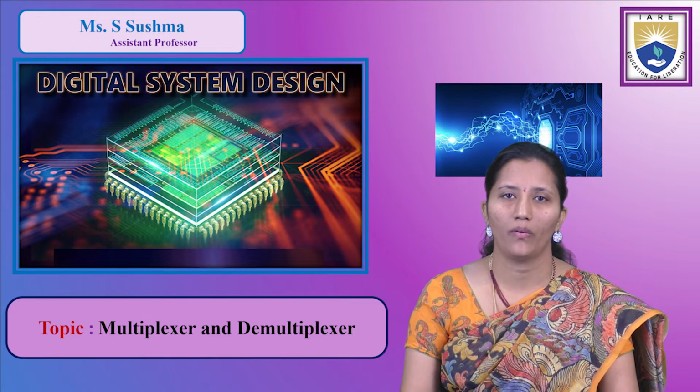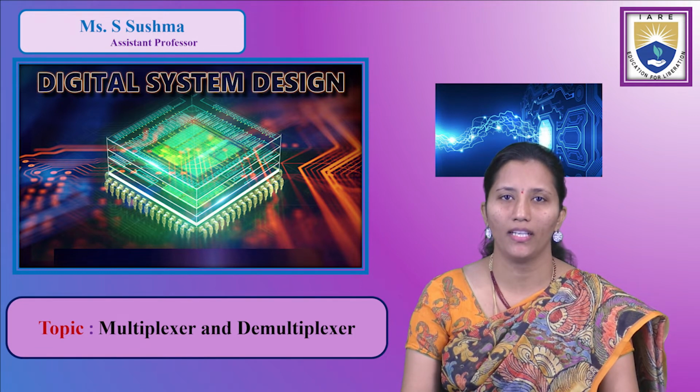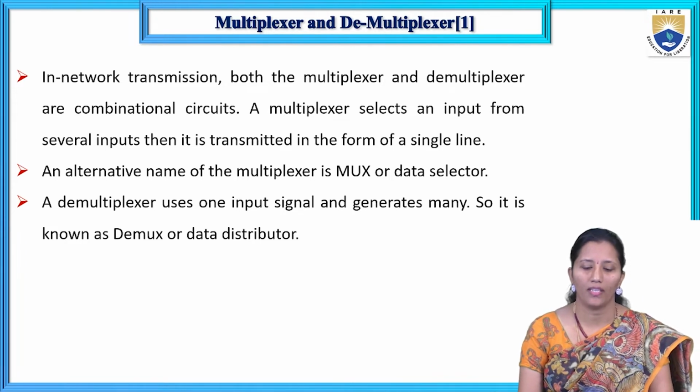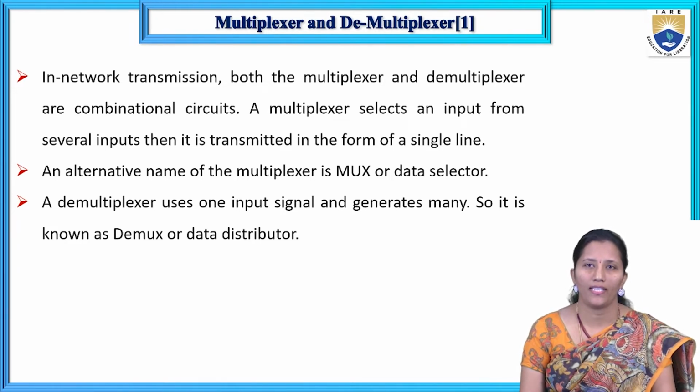In this session, we are going to discuss the multiplexer and demultiplexer. So, what is a multiplexer and what is a demultiplexer? In network transmission, both the multiplexer and demultiplexer are combinational circuits. What is a combinational circuit? In a combinational circuit, the output depends only on the present values of the input values. So here both multiplexer and demultiplexer are combinational circuits.